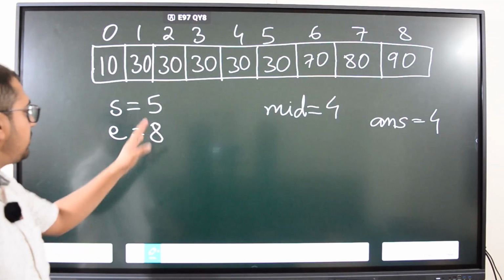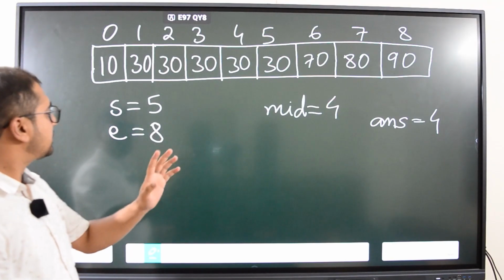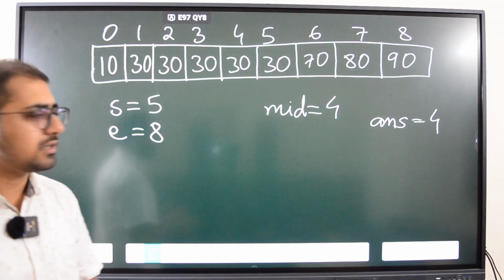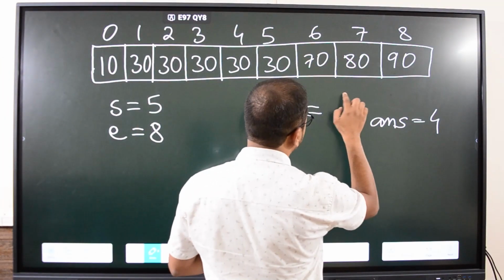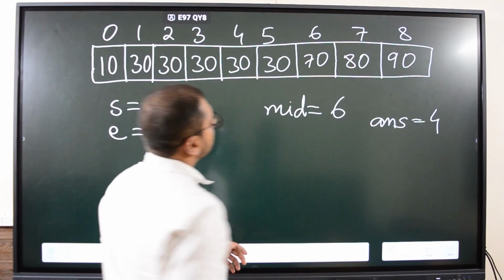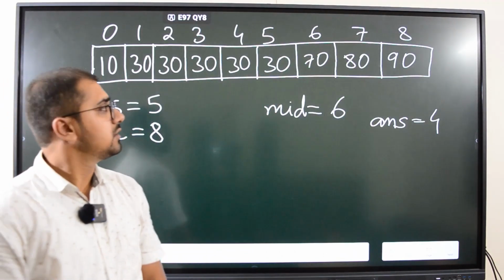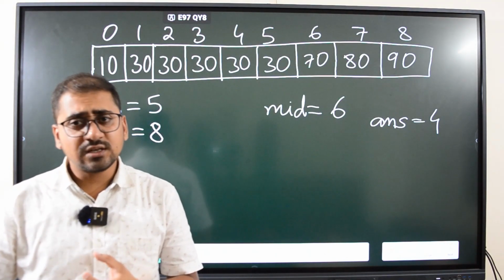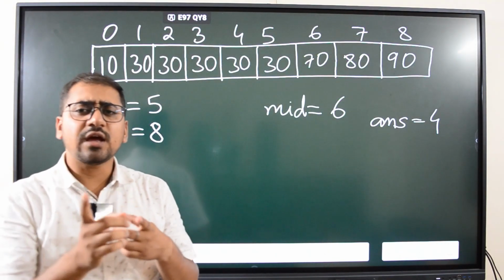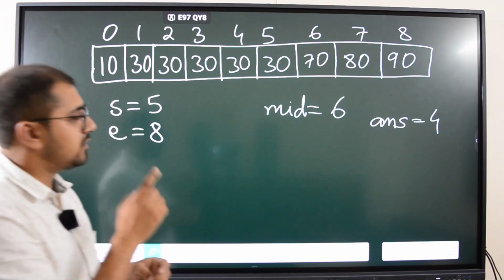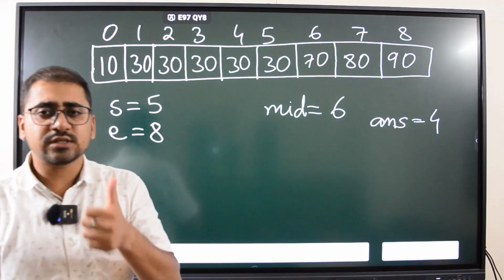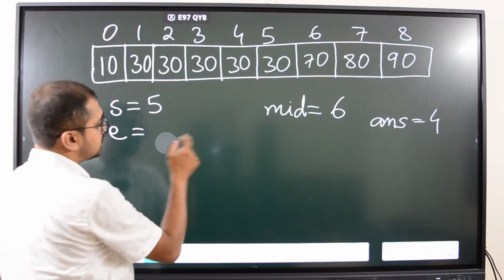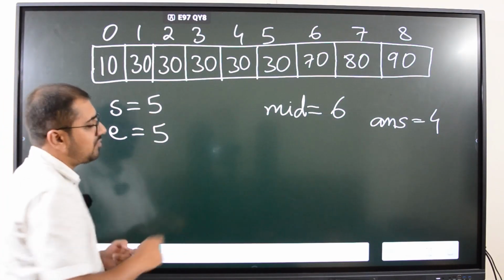That becomes 4 plus 1, which is 5. Now if we find the mid index again, 5 plus 8 is 13, divided by 2, we get 6. So the mid index is 6. What is there at the 6th index? We have the number 70. Now 70 is larger than the target element, so it is clear that we have to go to the left side again. If we go to the left side, start remains the same and end changes to mid minus 1, so this changes to 6 minus 1, which is 5.